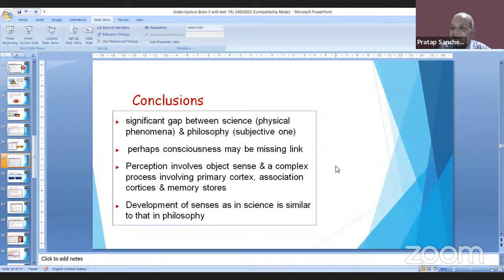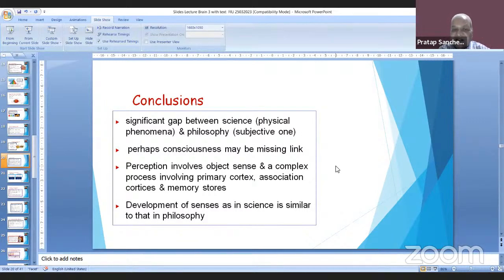So to conclude about the basics of all the sensations, what we have observed is that there is a significant gap between science, which is about physical phenomena, and philosophy, which is subjective. Perhaps consciousness may be a missing link, which needs to be involved to explain the whole process of sensations in a physical way. Perceptions involve object sense and a complex process involving the primary cortex.